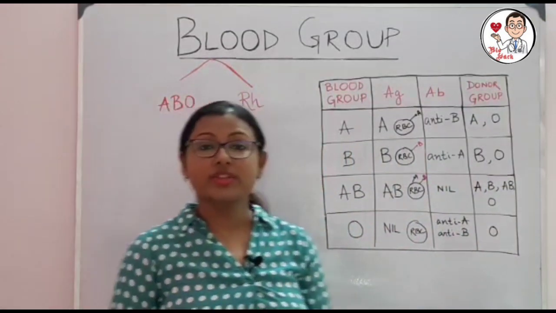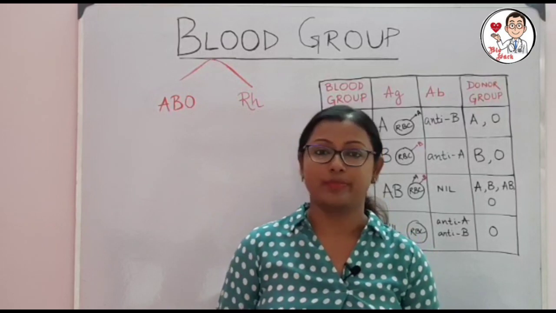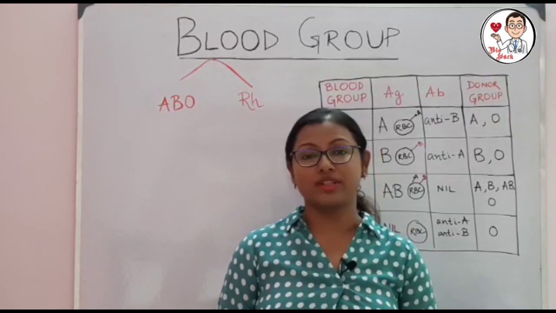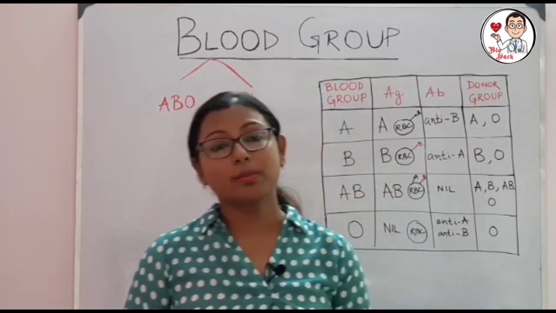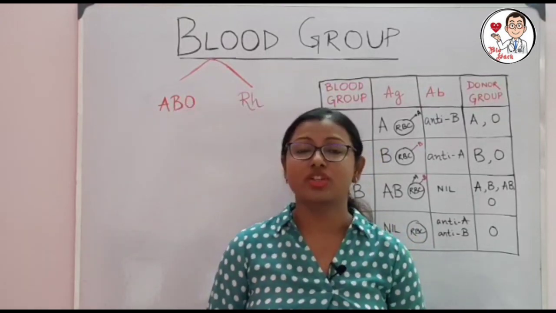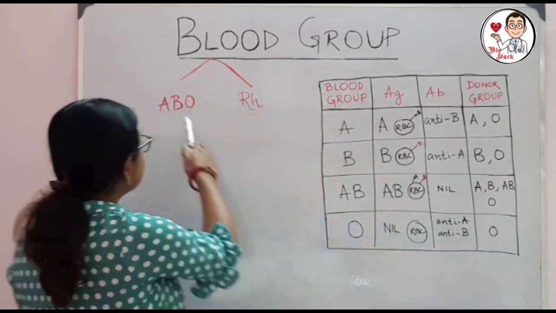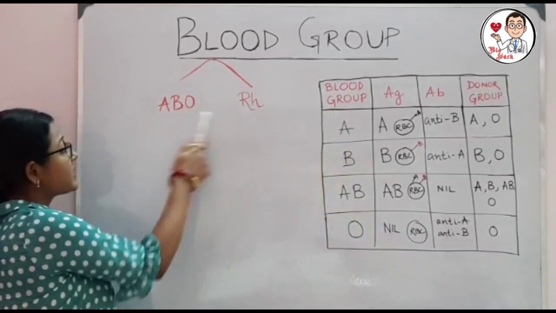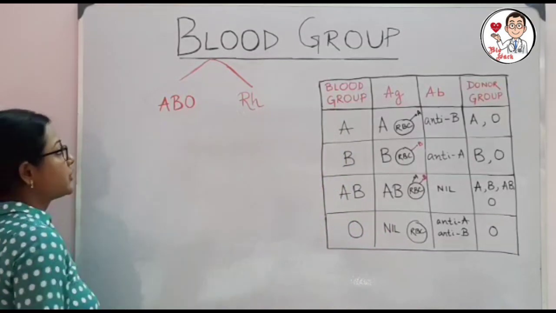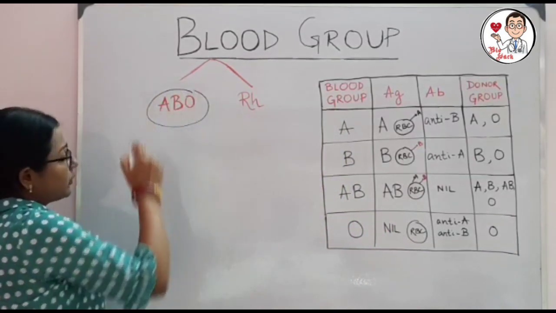So before going to the discussion, let us know why blood groups are so important. Blood groups are important because during blood transfusion, if the blood groups are not matched, then it could be fatal. Now, there are two types of blood grouping systems, ABO and RH. First of all, we will look into the ABO group.